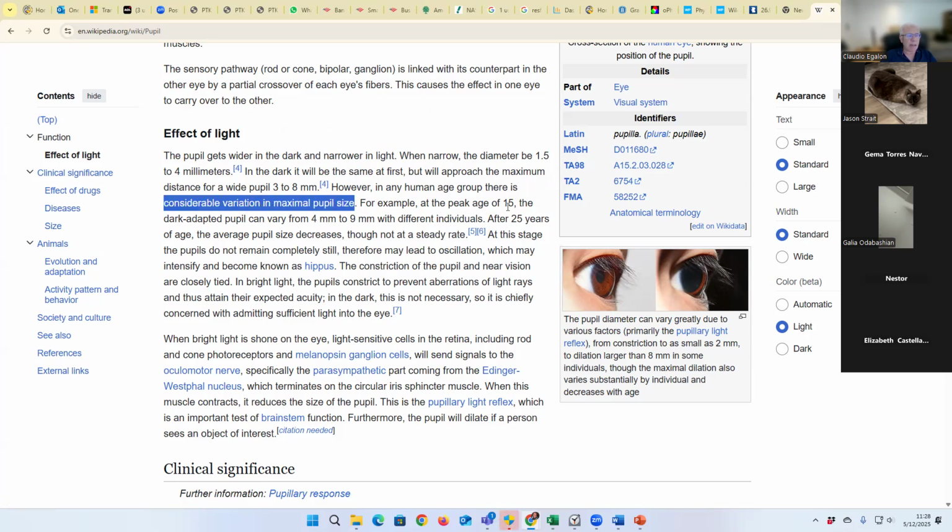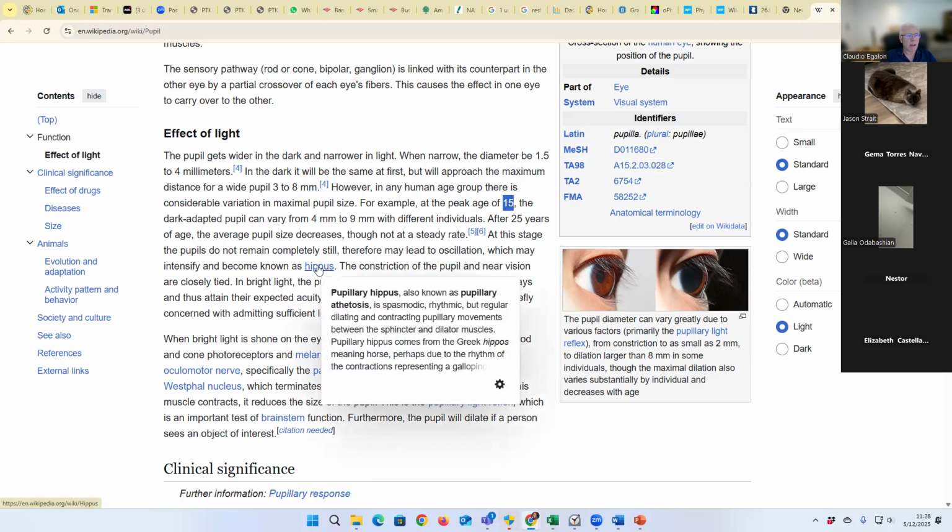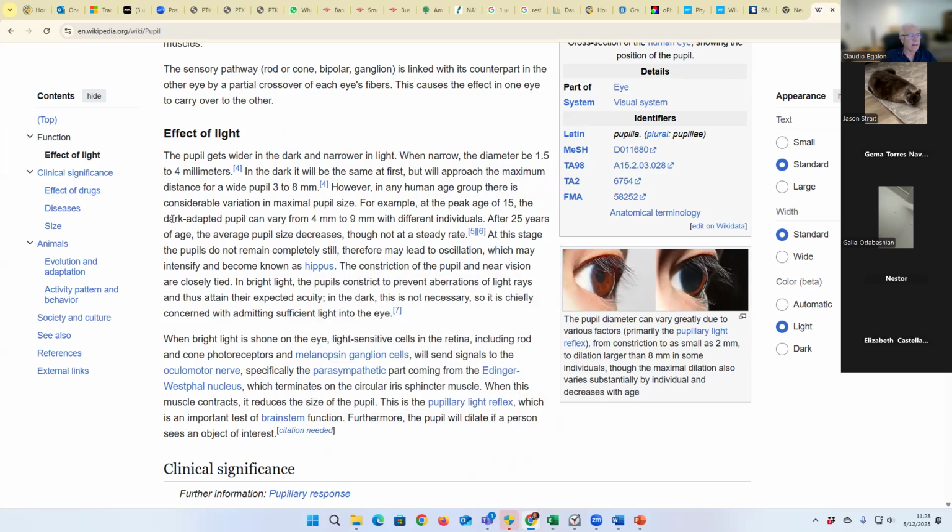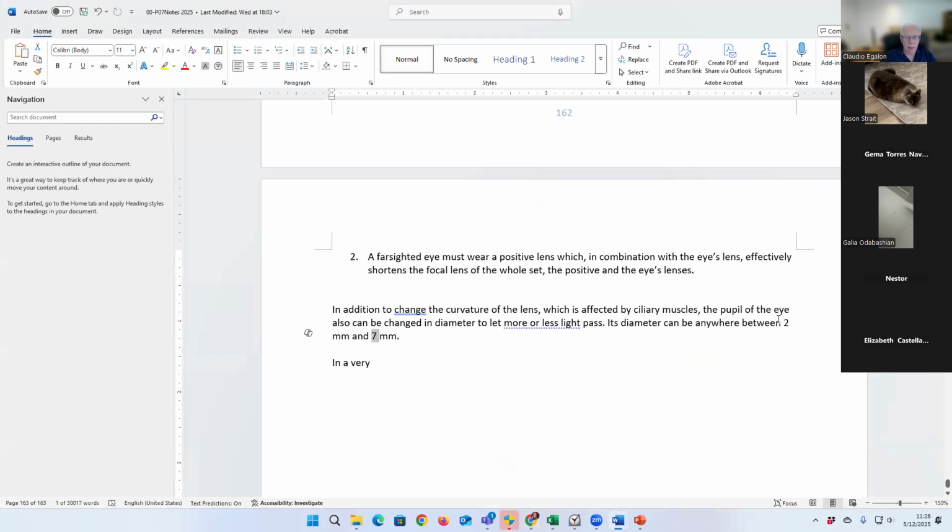For example, at the peak age of 15, okay, depending on the age too, right? The darker that pupil can vary from 4 to 9 millimeters with different individuals, okay? So you can say anywhere between 1.5 to 9 millimeters, in a very bright environment.